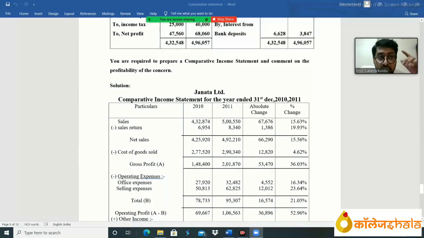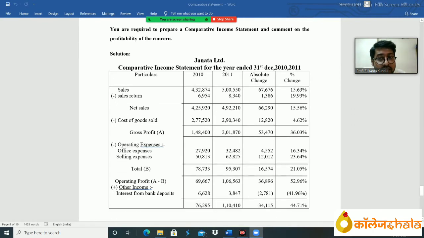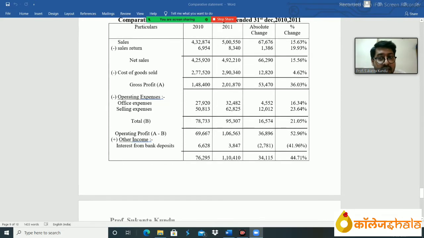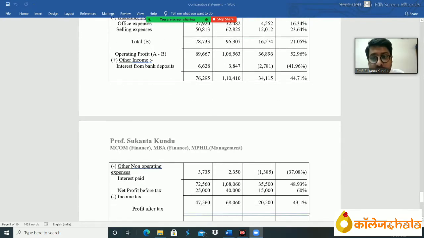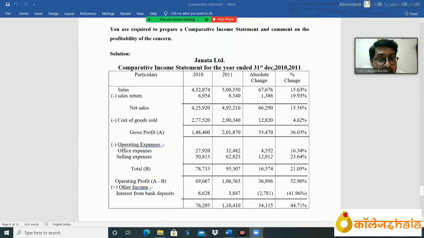So first of all, try to remember this pro forma: sales minus sales return, that is net sales, then deduct cost of goods sold, you will get gross profit, then deduct operating expenses, office expenses, selling expenses, and you will get operating profit. Add all other non-operating incomes, less non-operating expenses, you will get net profit before tax, less income tax, then you will get profit after tax. And the calculation of absolute change and percentage change are the same.